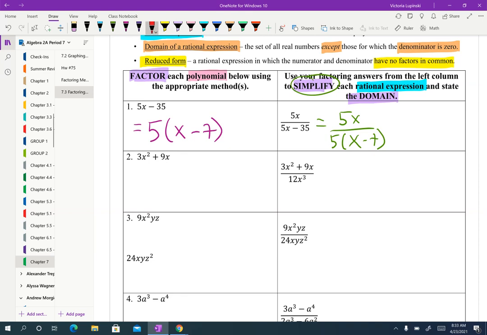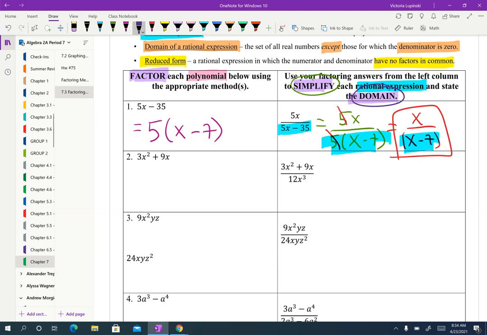Simplify means you want to cross out anything common to the numerator and the denominator, which in this case means I can cancel out the 5s. So I'm left with just an x on top. I'm left with an x minus 7 on the bottom. And this x minus 7 has to stay together. You can put parentheses around it if you want, but you are no longer allowed to cancel anything. So you cannot reduce the x on the top with that x in the bottom. So that is your final answer. And then to finish, it asks you to state the domain. So when it asks you to state the domain, you basically have to go back and look at every single version of the denominator.